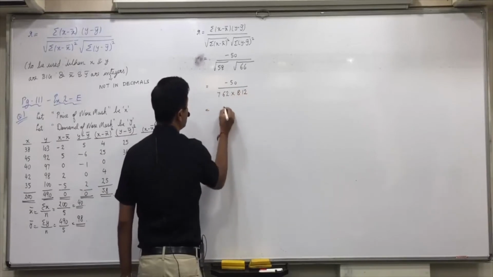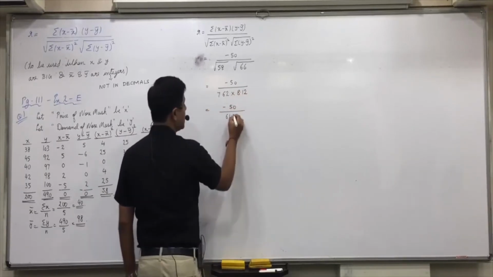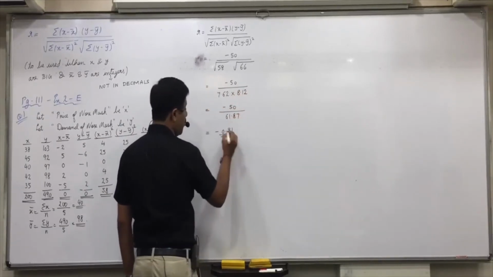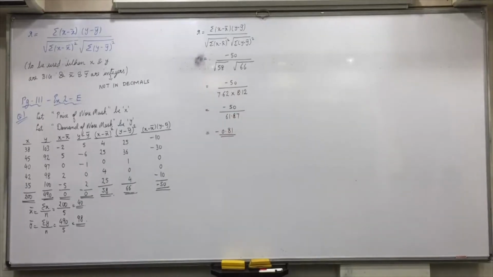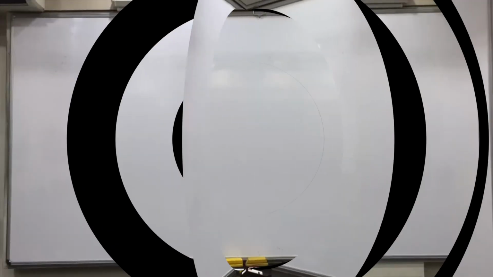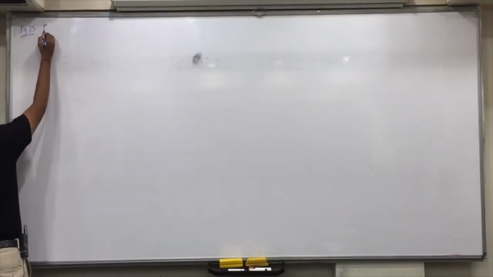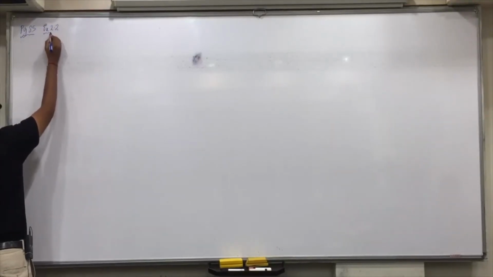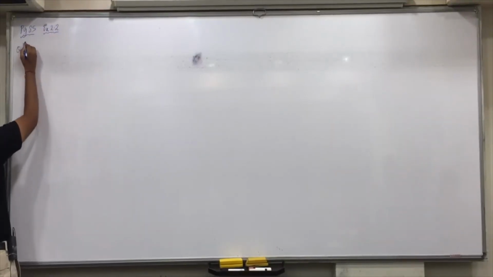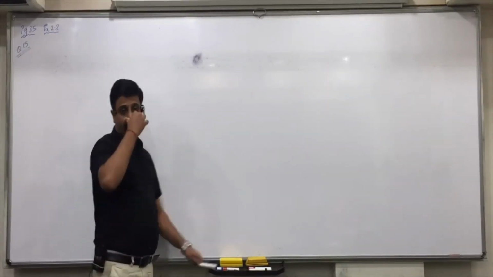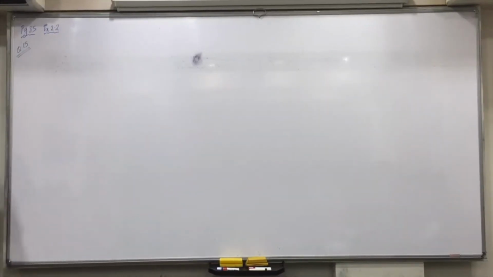8.12. So minus 50 upon 61.87 minus 0.2. Is everyone clear how to use this formula? Any doubts with it? On page number 85, exercise 2.2, question number 15. Now, be attentive and understand the language properly.